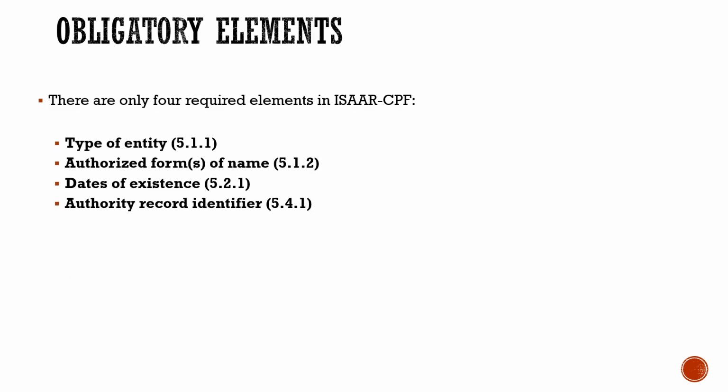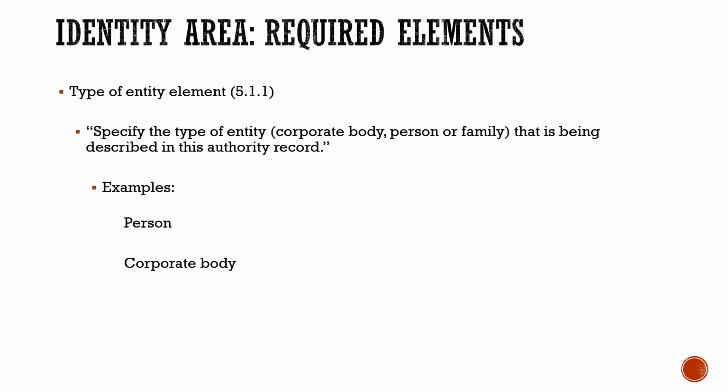There are only 4 obligatory elements in ISAAR-CPF and in AtoM. We will look at each in turn. The first obligatory element is type of entity, which is found in the identity area. The rule in ISAAR-CPF is: specify the type of entity, corporate body, person, or family that is being described in this authority record.